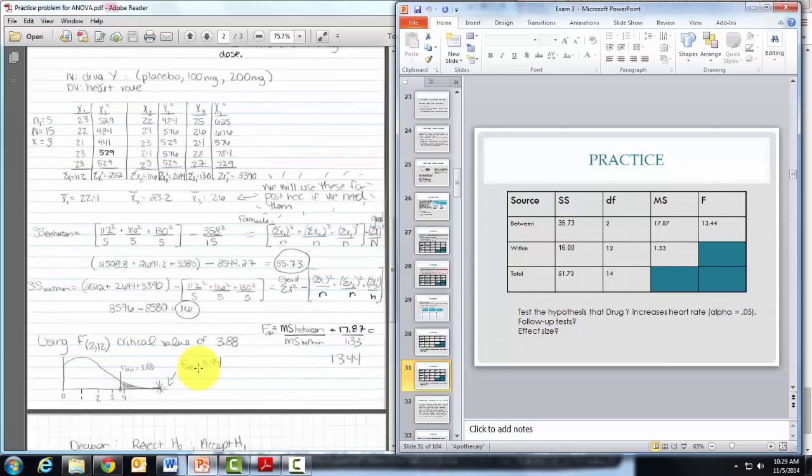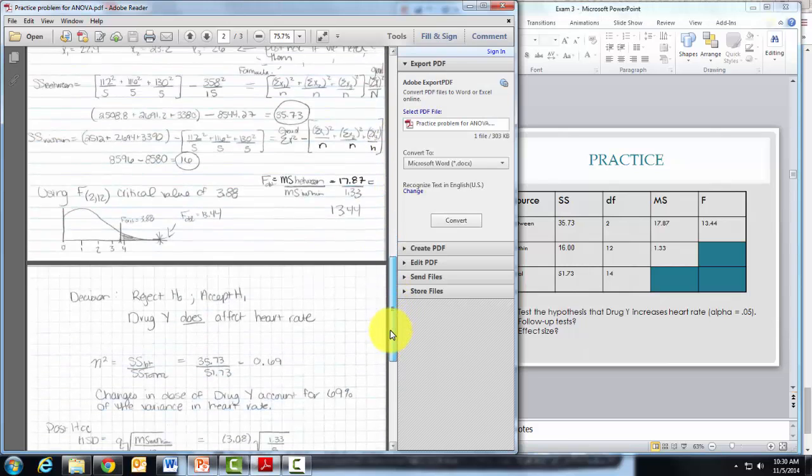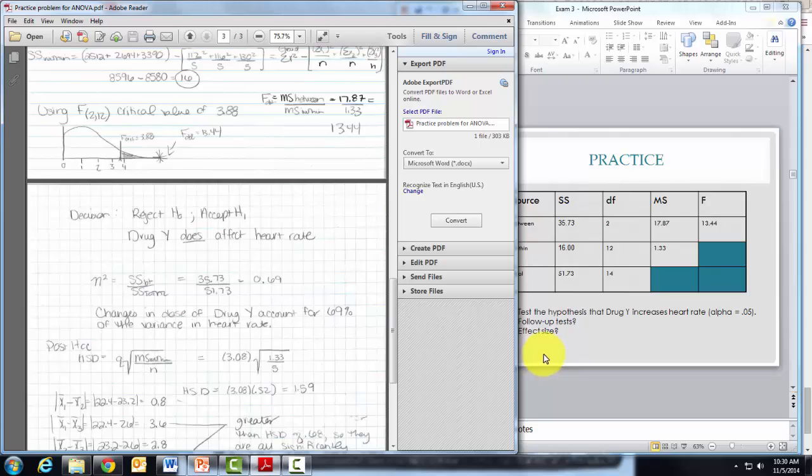Now I just need to know where my F obtained is. It's going to be way out here in the tail, so I've made a little star and labeled it. Is it in the shaded critical region in which I am going to reject the null hypothesis? Yes, it is. And so my decision is to reject the null and accept the alternative, that drug Y does affect heart rate. Now remember, right now I don't know yet how it affects it, but I do know that there's something going on there, that it affects it in some way.